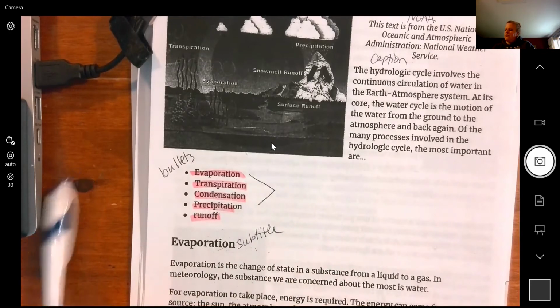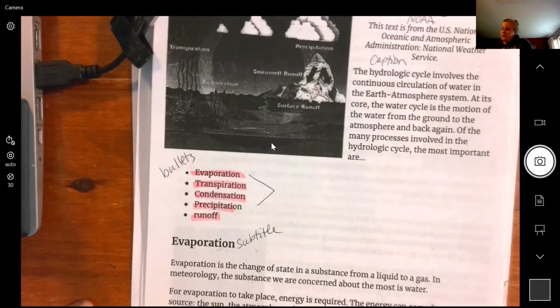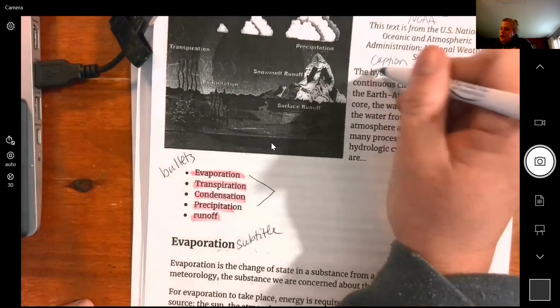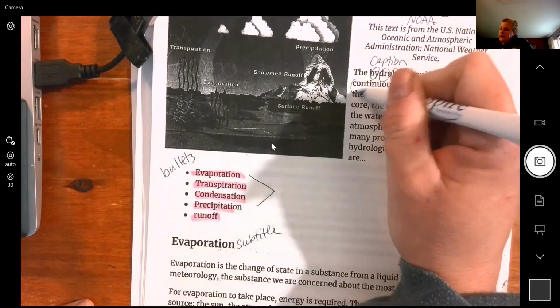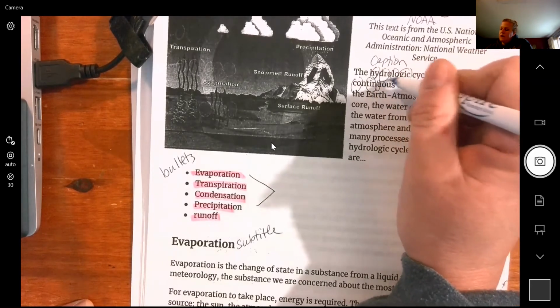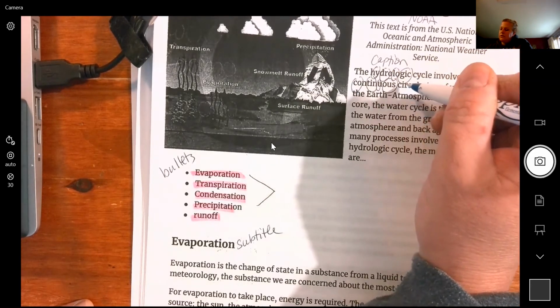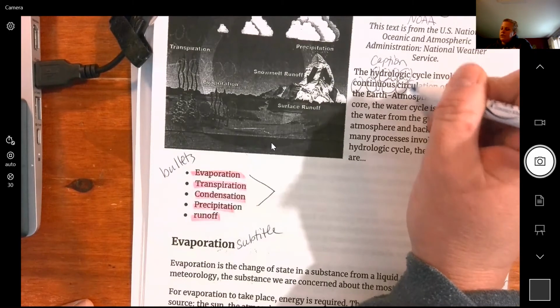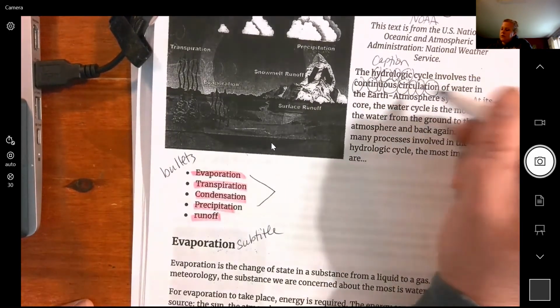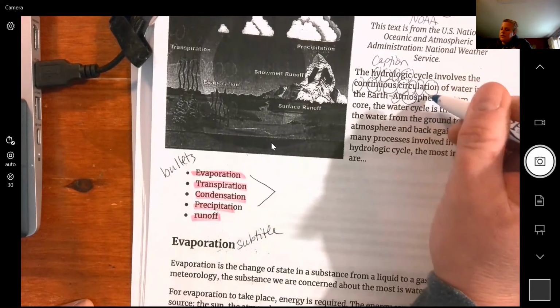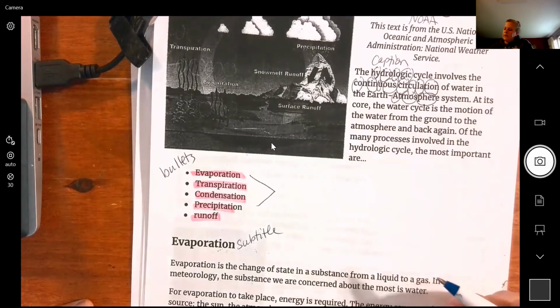All right, we're going to see if there's any big words. There's lots of big words in this one, so we're going to do some pre-reading. Hydrologic, continuous, circulation, atmosphere.